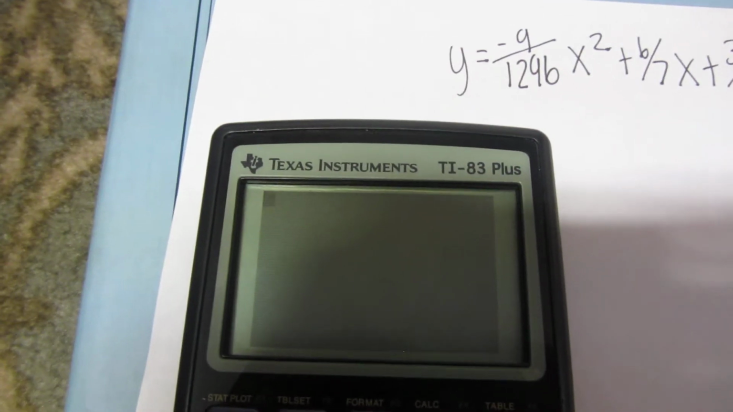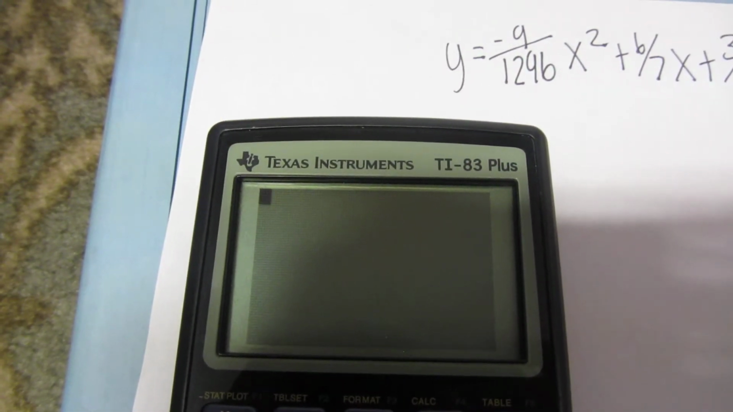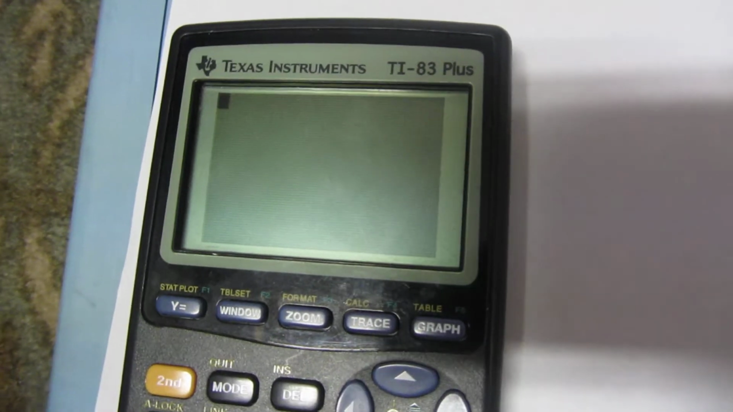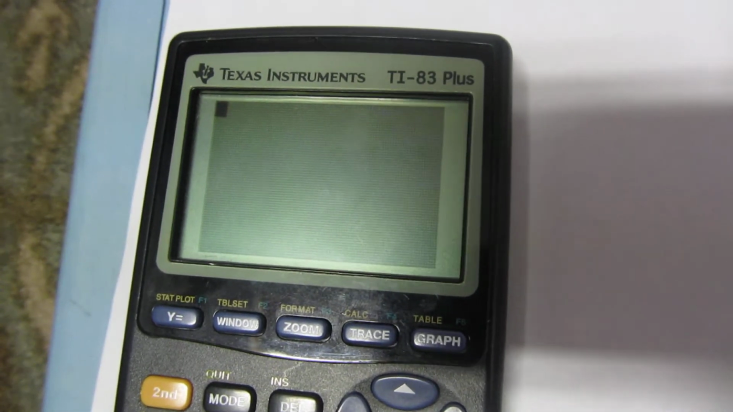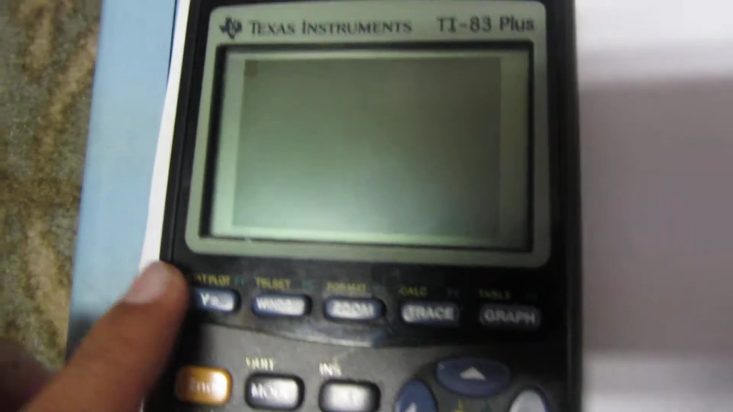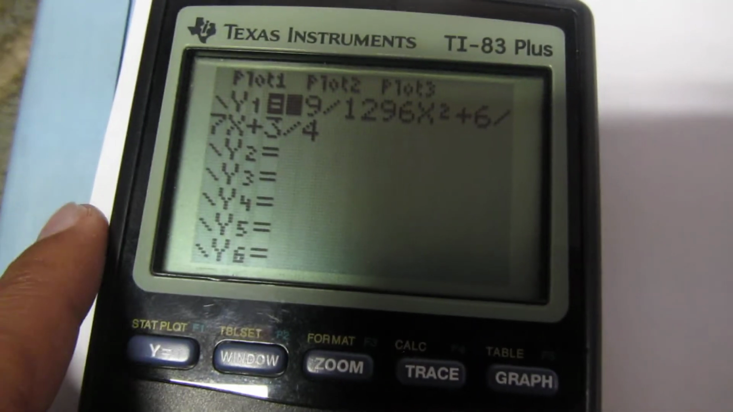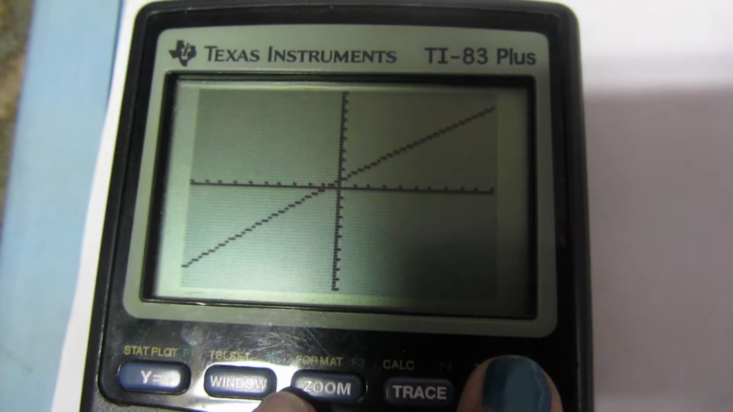Okay, so Jordan and Sam decided to go out and launch a rocket across a field. So you need to find out how far it went, how high the rocket went, and how far it traveled. So you would press y equals, plug in the equation and hit graph.